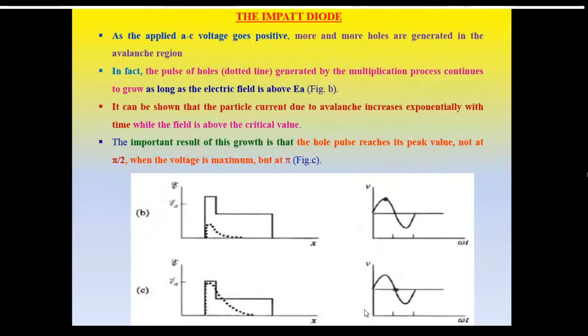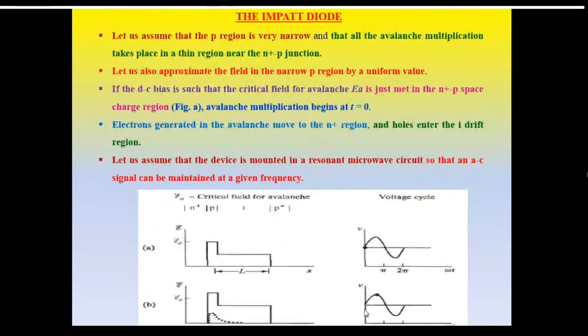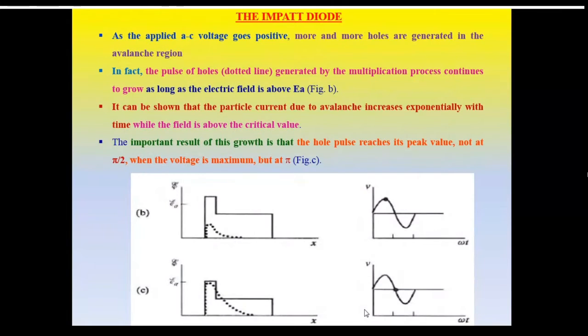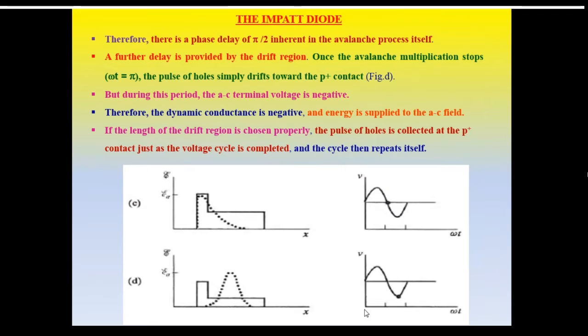That is the electric field from where my avalanche process started. Okay, so it means we can say the whole pulse reaches its peak value not at pi by 2 but at pi. Therefore there is a phase delay of pi by 2.